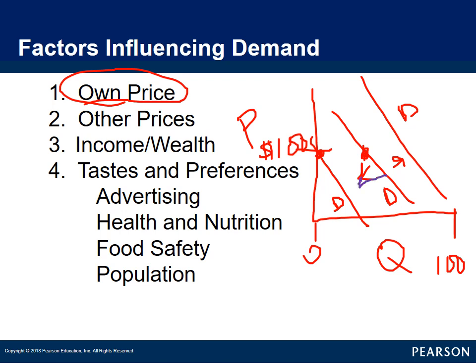So keep in mind what way these demand curves can shift. To the right means that good things are happening for the company and more people are demanding their product. To the left, bad things would be happening to the company and less people would be demanding their product.